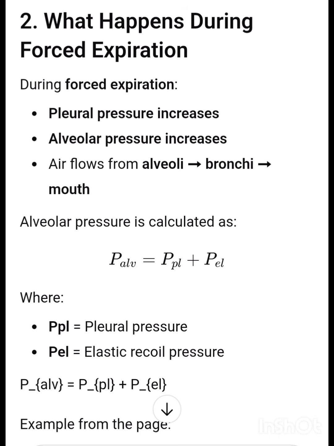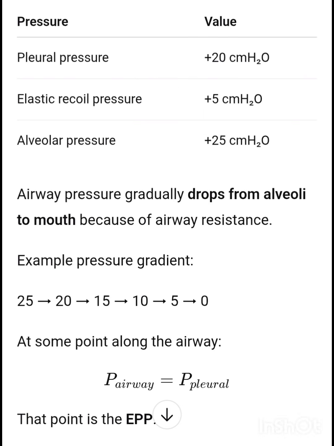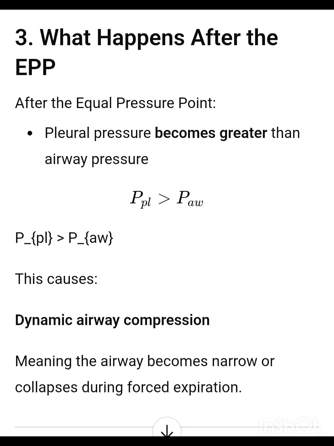As air moves from the alveoli toward the mouth, the airway pressure gradually decreases due to airway resistance. At a certain point along the airway, pressure becomes equal to the pleural pressure. That point is the equal pressure point. This location is called the equal pressure point. Beyond this point, the pleural pressure becomes greater than the airway pressure, which causes compression of the airway. This is known as dynamic airway compression.